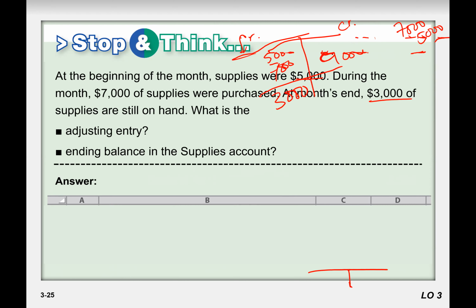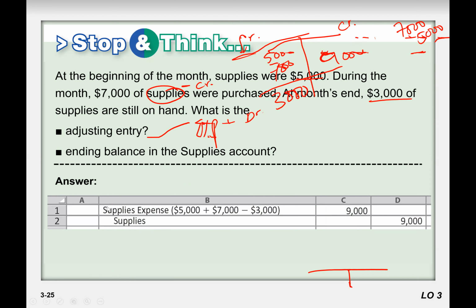The entry: what is consumed is your expense, and the opposite account would be the supplies account, which is an asset account. So expense increase, debit. Supplies decrease, credit. The entry would be supplies expense to supplies.